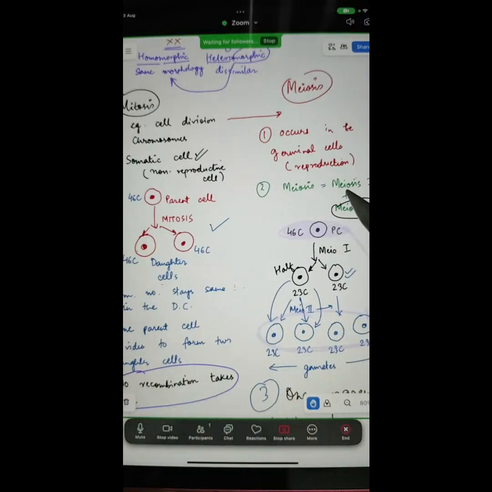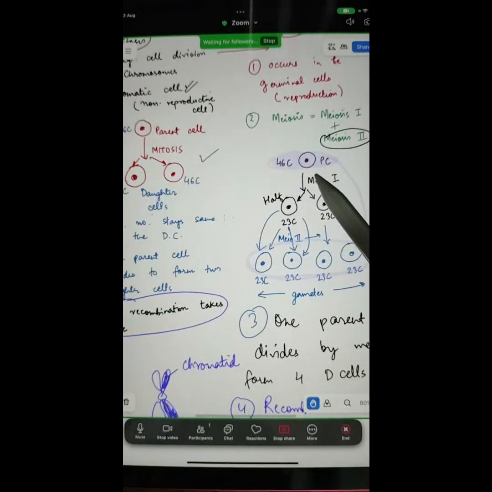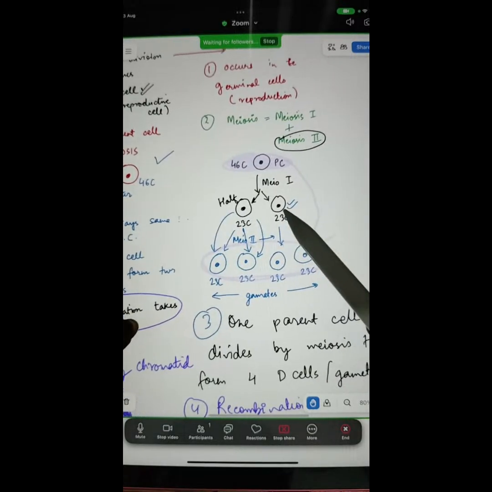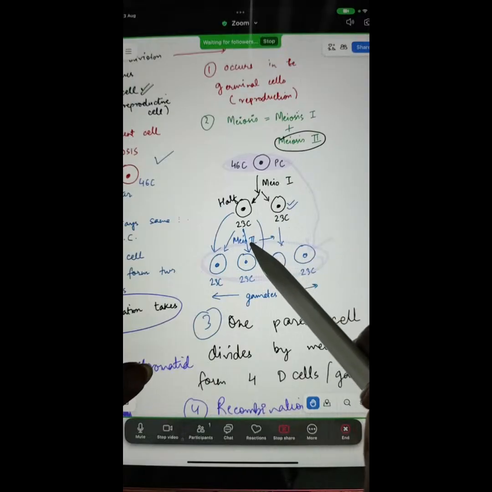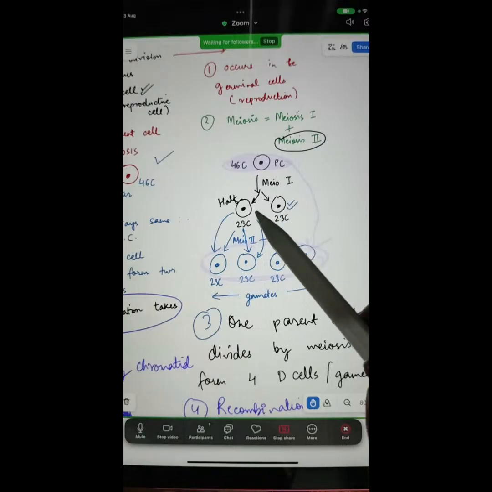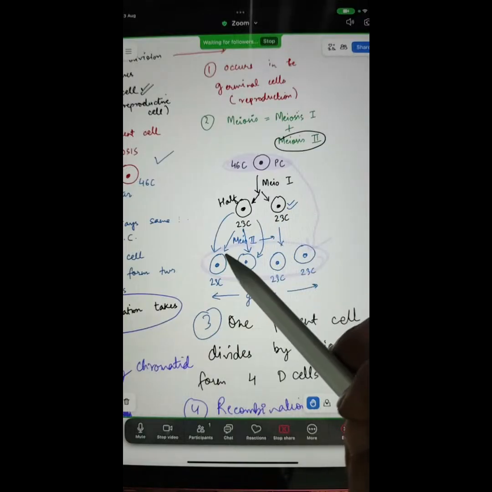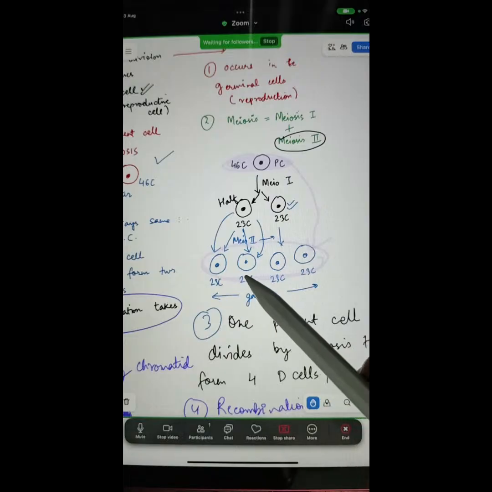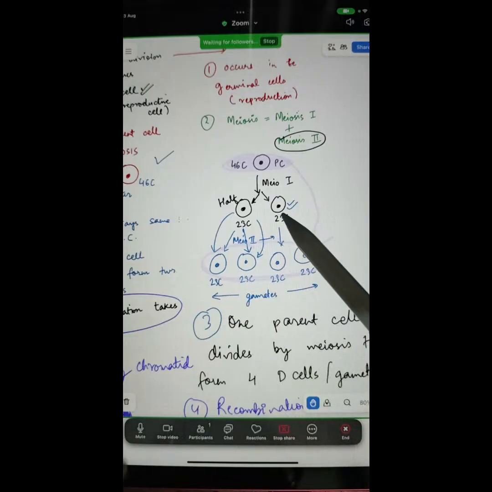One meiosis is the sum total of meiosis 1 and meiosis 2. So if this is the cell, it will undergo meiosis 1. Two cells will be formed, 23 chromosomes each. So here the chromosome numbers are being halved from that of the parent cell. Now meiosis 2 has to happen and then only meiosis will get over. So this 23C will be dividing to form two cells of 23 chromosomes each. Similarly, this one will also divide.